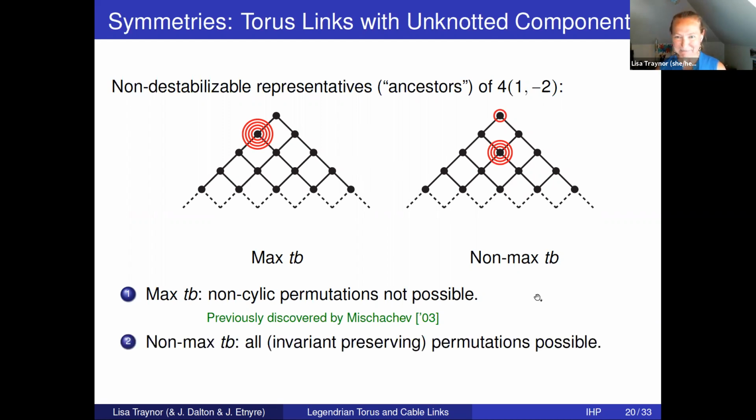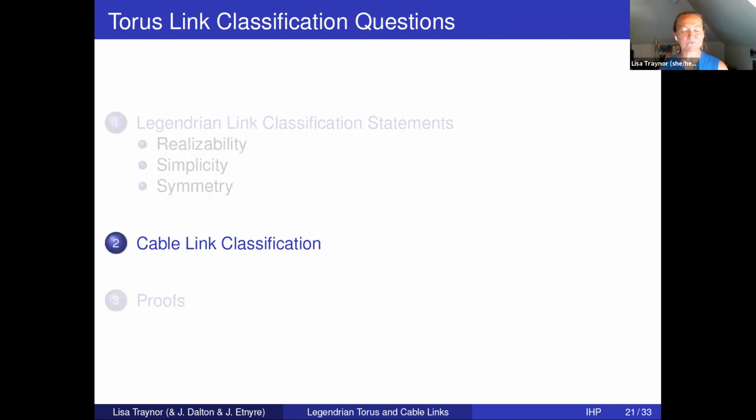But if you're in the non-max TB case, for example, I take one component with TB -1 and 3 components with TB -3, then you can do any permutation. Again, when you do the permutation, you have to preserve the classical invariant, so it only makes sense to talk about permutations of the TB -3 components. But you can do all the permutations you want here. Okay, and these results, hopefully, any questions? Is that good?